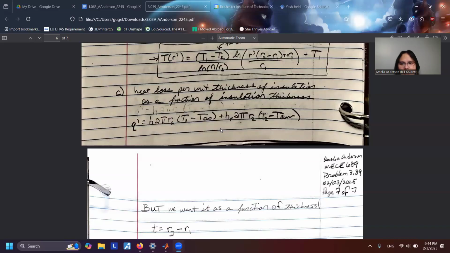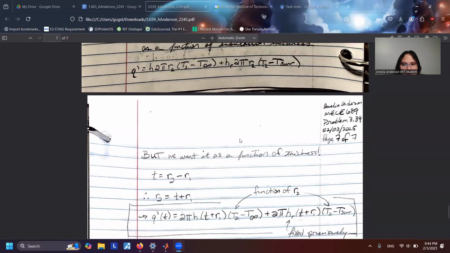Apologies for the screen jiggle. I bumped my laptop. So there's that, but we want it as a function of thickness.